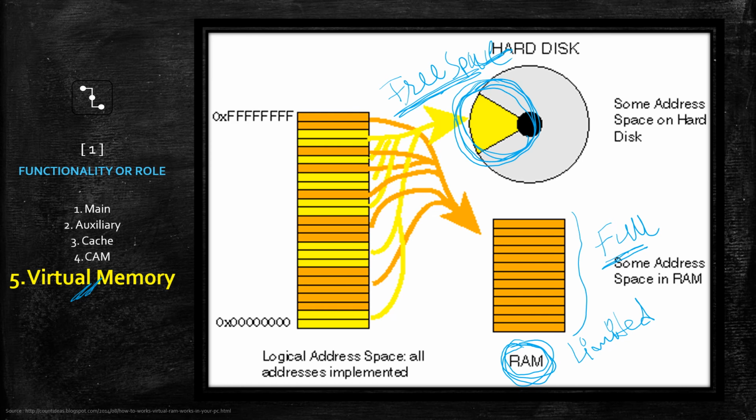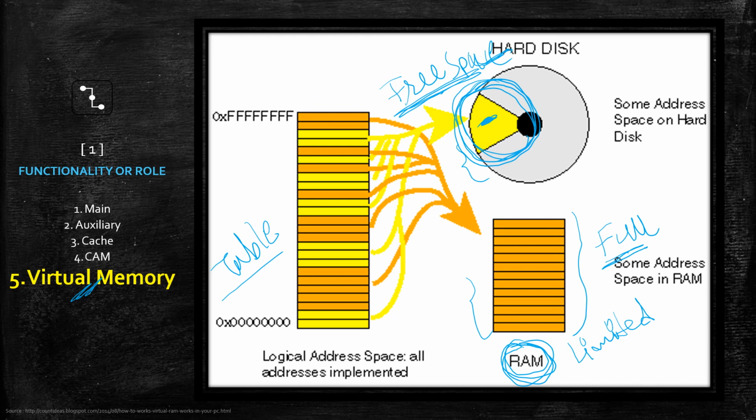But the question is how the processor will keep track of whether the data is coming from the actual RAM or from the hard disk space, that is, the virtual memory. This portion is your virtual memory. For that, we have the virtual memory table. This table contains the addresses and maps to both the memories.